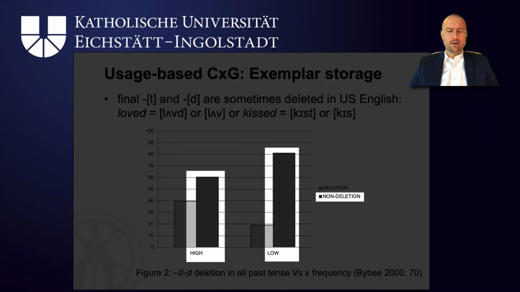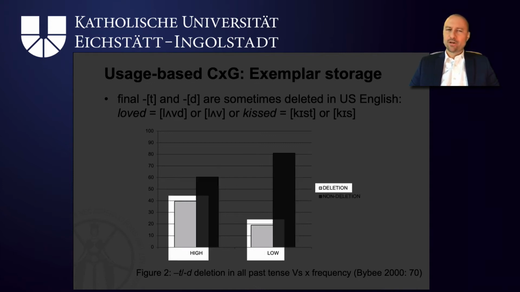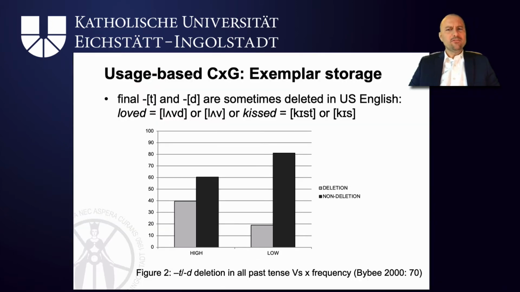So the high frequency past tense realizations and the low frequency past tense realizations both predominantly favor non-deletion. But in those cases where there is deletion, as you can see in the light grey bars, the high frequency past tense verbs show a higher rate of reduction. So even for these, frequency plays a role. And that means that it must be stored in the mind. This was some very good first evidence that we store words in an exemplar kind of fashion, that constructions are stored in an exemplar fashion, and that entrenchment depends on frequency.